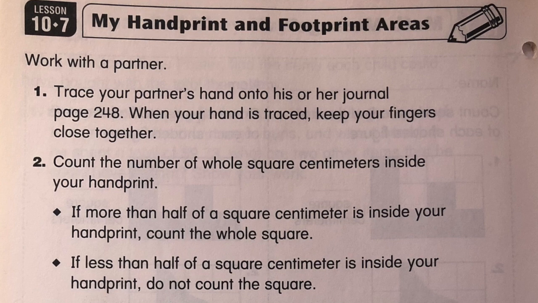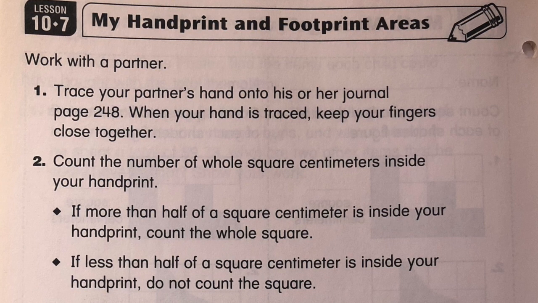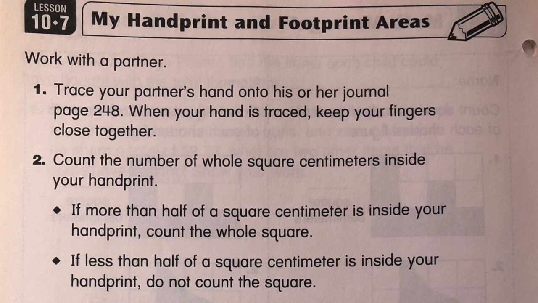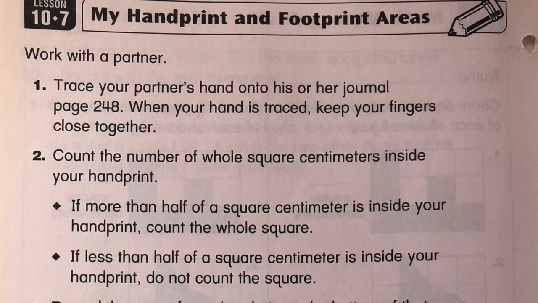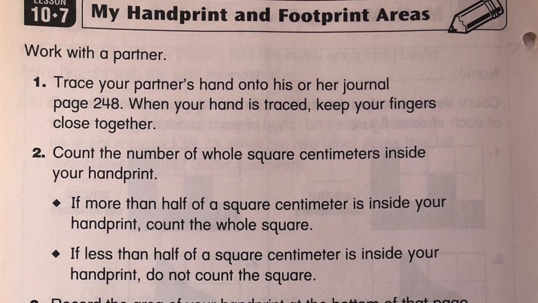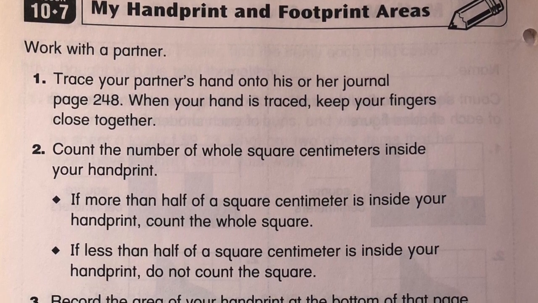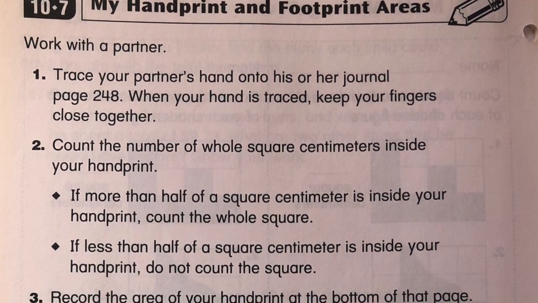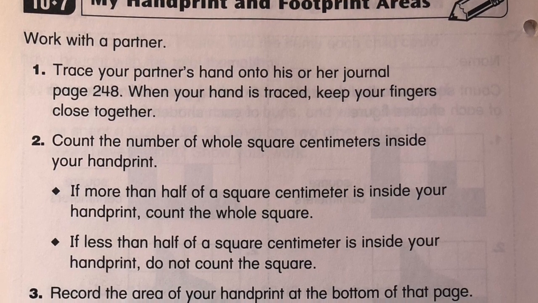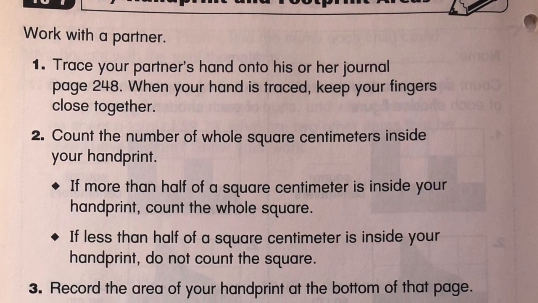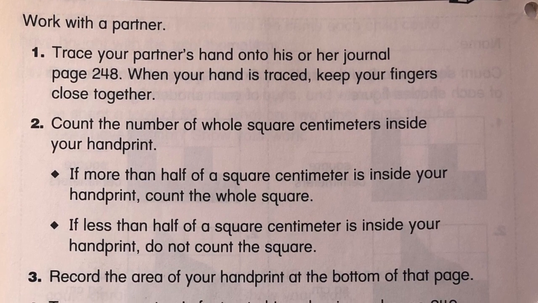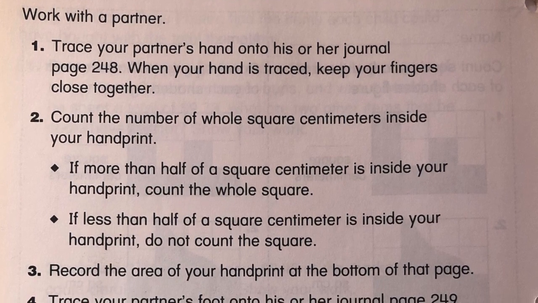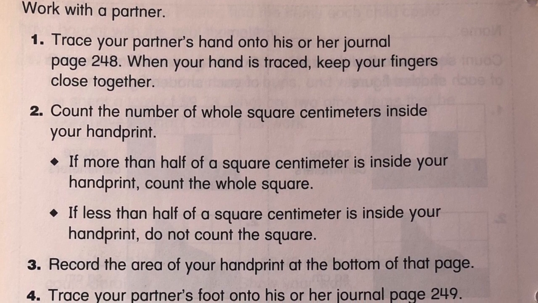Now to complete page 248 and 249 in your math journal, you are going to need these instructions. They say trace your partner's hand, or just trace your own hand, onto your journal on page 248. When your hand is traced, keep your fingers close together. Okay, you're not going to have your hand wide open. Your fingers are going to be close together.